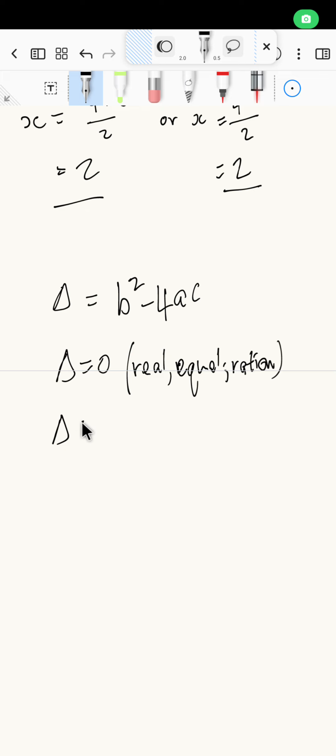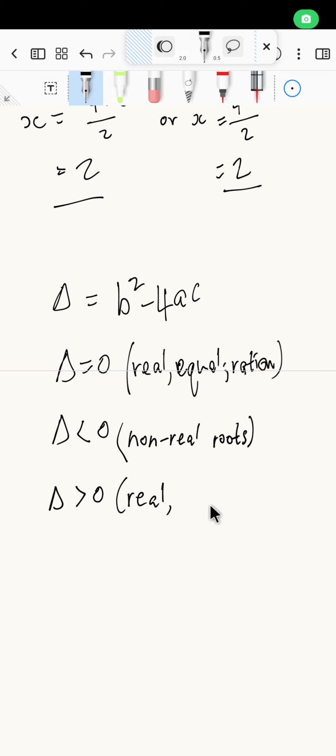When delta is smaller than 0. So understand inequalities. This one over here, this is smaller than 0. Delta is smaller than 0. That means you're going to have a non-real number. So here you'll say non-real roots. And then lastly, delta could be bigger than 0. Then you have real, unequal. So those two values are not going to be the same thing. Real, unequal. And now you have options. Maybe it's rational, maybe it's irrational.